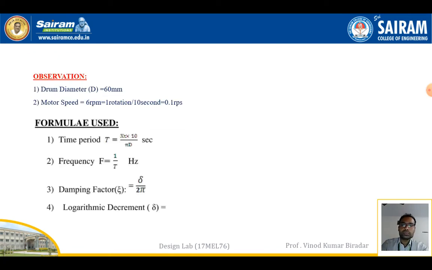For the observations, the drum diameter d is 60 mm. The motor speed is normally 6 rpm, that is one rotation per 10 seconds, equal to 0.1 rps, rotations per second. The formulas are: time period T is equal to xt into 10 divided by pi d seconds, where xt is the value taken from the graph sheet drawn during the experiment. Frequency is the reciprocal of the time period, in hertz. Damping factor zeta is equal to delta divided by 2 pi. Logarithmic decrement delta is equal to ln of x1 by x2. We calculate these with the help of the xt values.